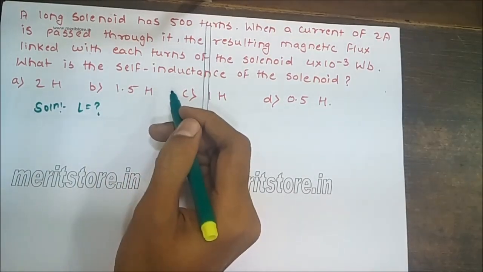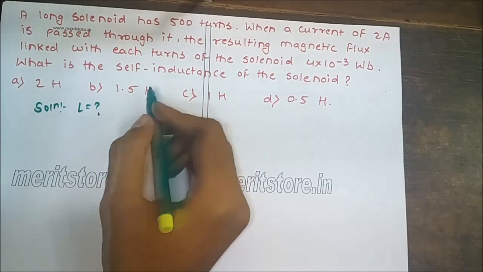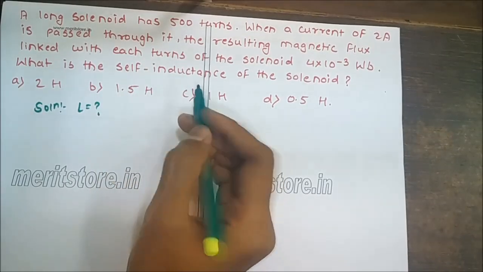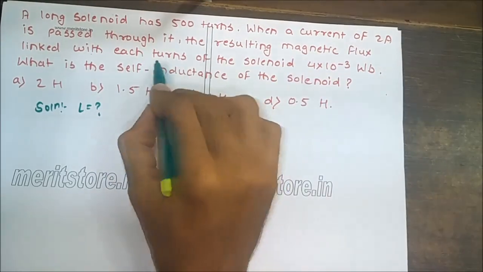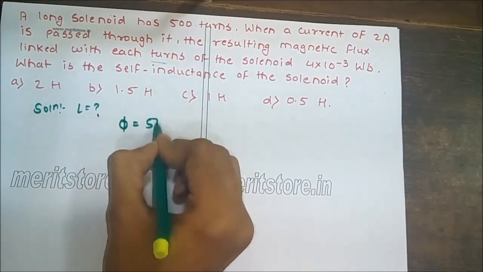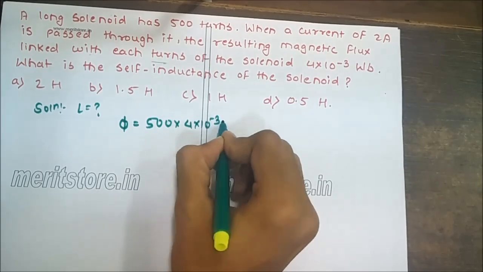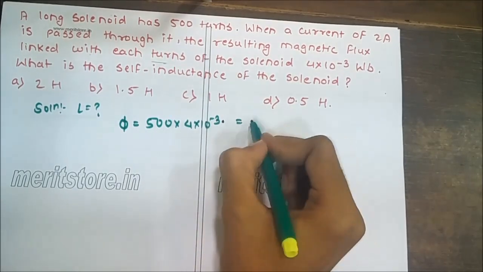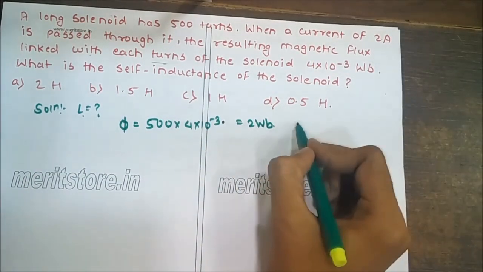The total magnetic flux linked with the solenoid will be given by the number of turns of the coil multiplied by the magnetic flux linked with each turn. So the total magnetic flux psi will be 500 multiplied by 4 into 10 raised to minus 3 for each turn, so that will be 2 Webers. Got this? So we are now going to find the value for L.